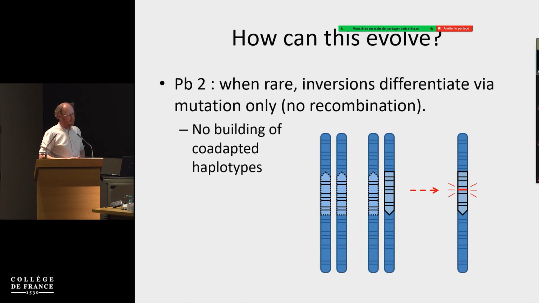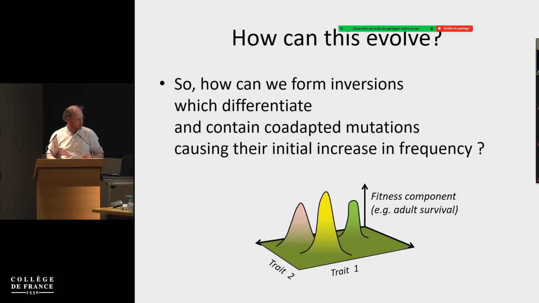When rare, inversions differentiate via mutations only and not recombination, and this is very difficult to adaptively build a co-adapted haplotype if you only have extremely rare recombination. So how can we form inversions which differentiate and contain co-adapted mutations, which seem to be necessary to cause the initial rise in frequency of these inversions? So this is a kind of a conundrum that is part of the interest of most people here, probably.